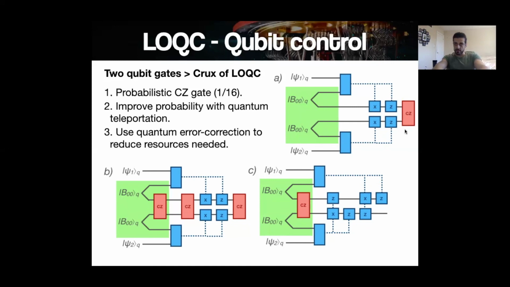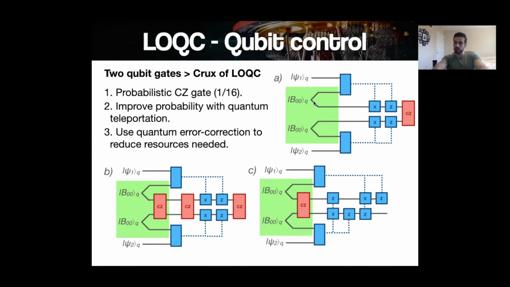What I have here is my controlled Z gate. So this box in red, this entire box is everything that happens in step one. So this is my probabilistic controlled Z gate. I have one qubit over here and another qubit over here, psi 1 and psi 2. I want psi 1 and psi 2 to undergo this control Z gate. Right now, A is an incredibly convoluted way to go about it. So why is that? What I have here is an entangled pair of qubits. That's this B00Q. It's a pair of qubits that are entangled.